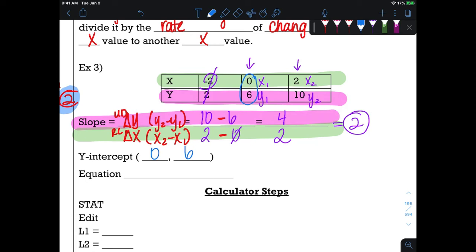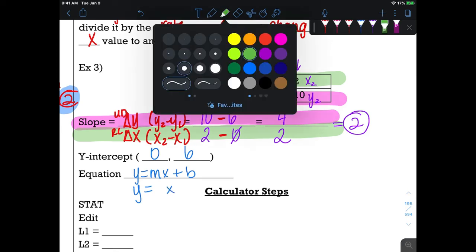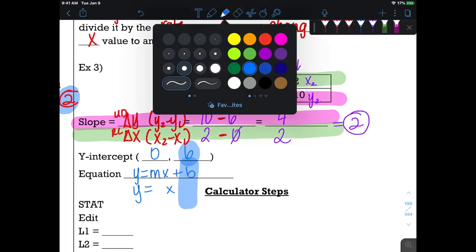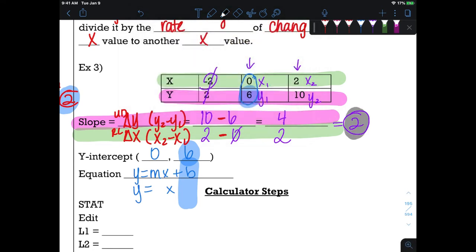So that means my equation, y equals mx plus b, should be pretty easy to find since I already have everything I need to fill in. That includes my b value, this one, and my slope, this one. So let's plug those in: 2x plus 6. Okay, same equation we got earlier.